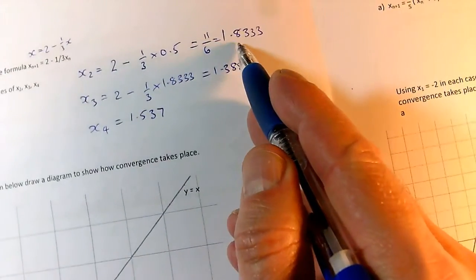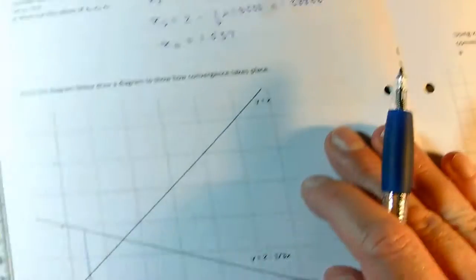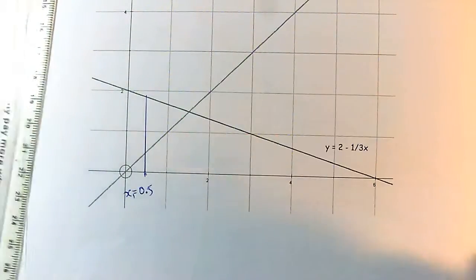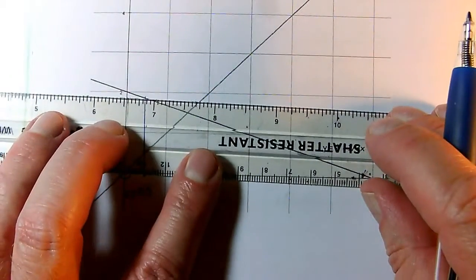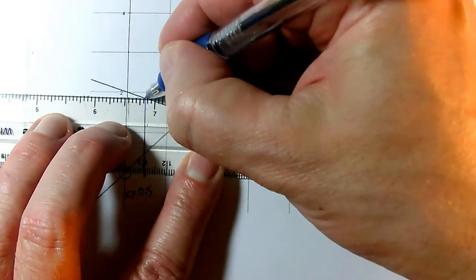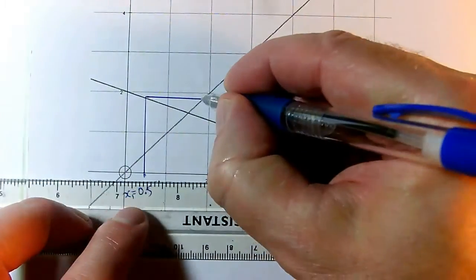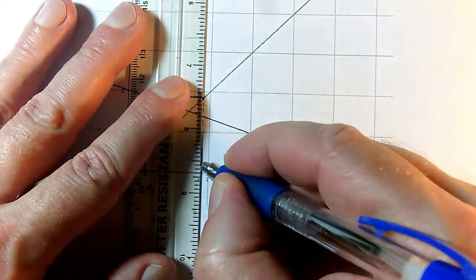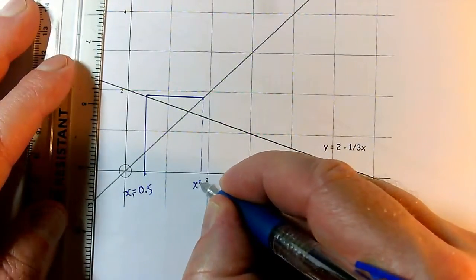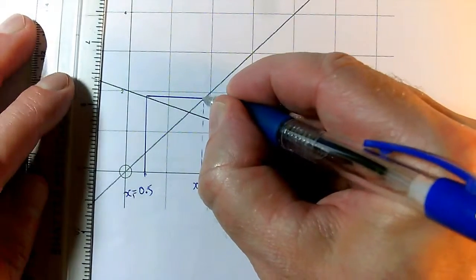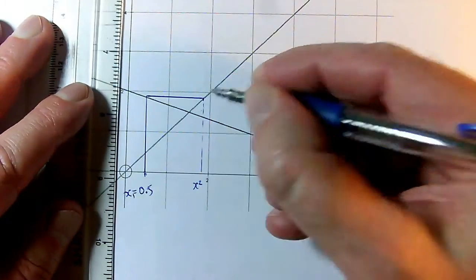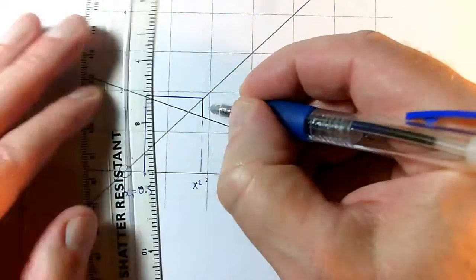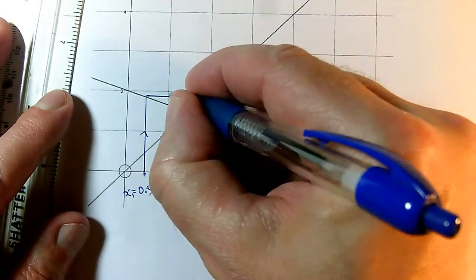So my first answer for x2 was 1.8333. But that's a y coordinate here. To make it into an x coordinate, I have to go horizontally to the line. So now I've got x2 down here. Dot dot dot, that's x2. To get the next value though, I have to go vertically to the iteration curve. I've already drawn part of that line on. Let's make it solid.